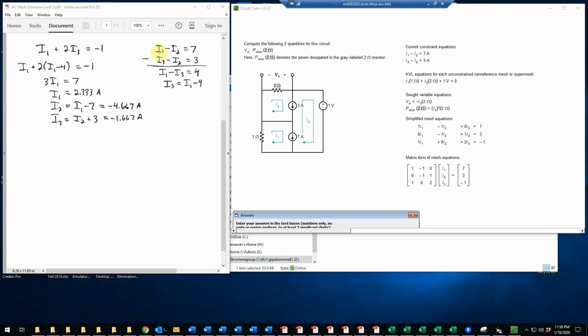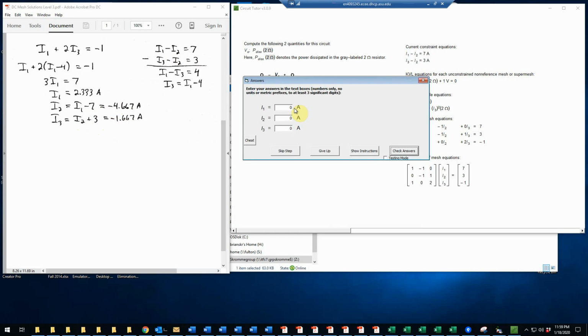I2 then, using this formula, we can easily see that I2 is I1 minus 7. And then just putting in I1 and subtracting 7 from it, that will give us negative 4 and 2 thirds, or negative 4.667 amperes. And finally, I3, we can use this equation to get I3 then. Or we could use this one, either one will work. But let's just use this one. And so we have I3 here is equal to 3 plus I2, which I've written here. And then we just put in the value of I2, add 3 to that, and that's going to be negative 1.667. So now we're ready to enter those three values into the form.